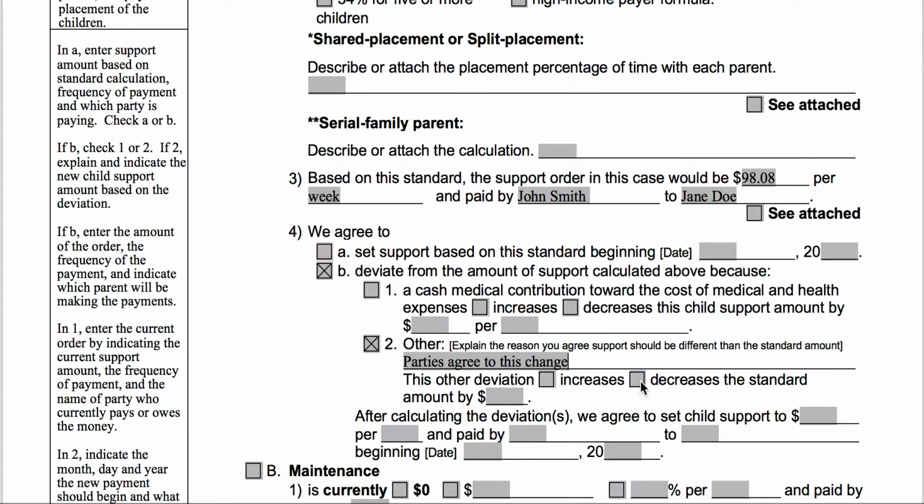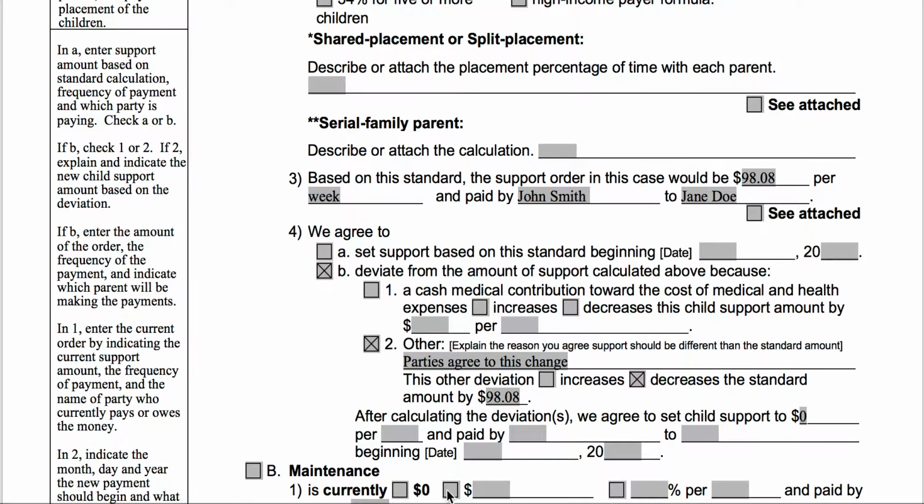In our situation, John and Jane don't want there to be child support paid right now. They want it to be 0. So that's going to decrease this number by the whole amount. But do keep in mind, it doesn't have to be the whole amount there. You could, if John and Jane wanted it to be $50 per month, they could say 98.08 minus 48.08 gives us 50. They could do it that way. So you don't have to go to 0, but that's just what John and Jane are doing in this situation. And so then here, 98.08 minus 98.08 gives us 0.